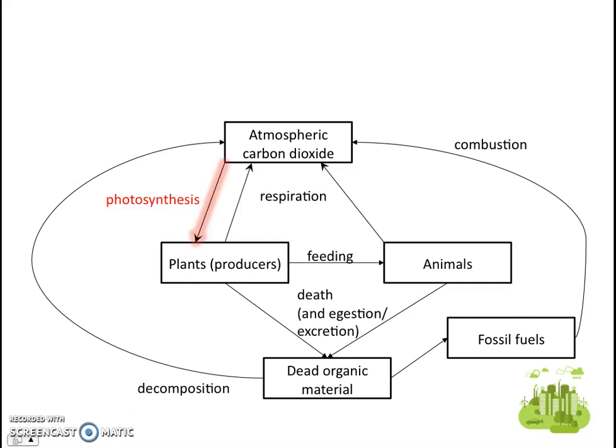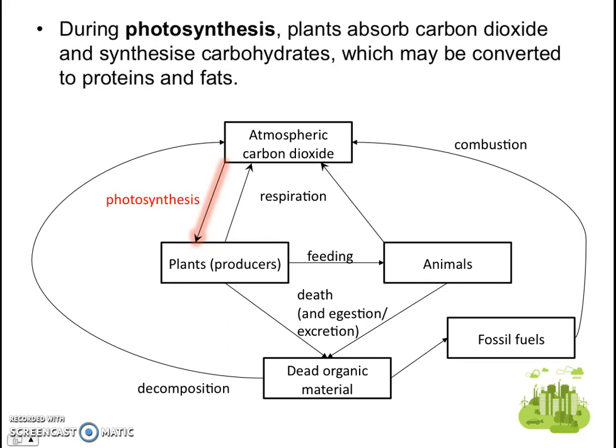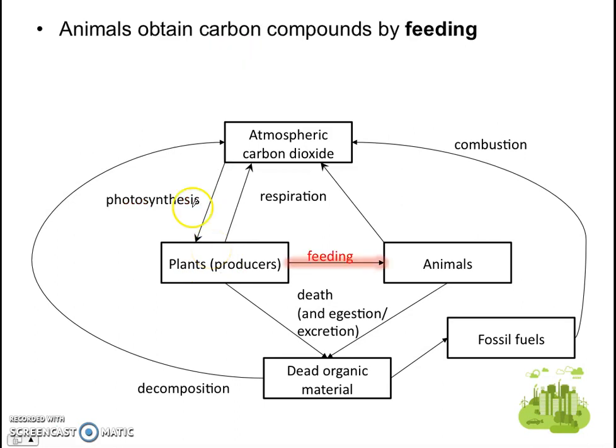Okay, so our first important process in the carbon cycle is photosynthesis. Now, during photosynthesis, plants will remove carbon dioxide from the atmosphere, and use that carbon dioxide to make, or synthesize, carbohydrates, mainly glucose, and those carbohydrates can then be converted into other carbon-containing compounds like proteins and fats. So carbon from the atmosphere is converted into carbon-containing compounds in plants. Next, the carbon-containing compounds in plants can be transferred to animals or consumers through feeding.